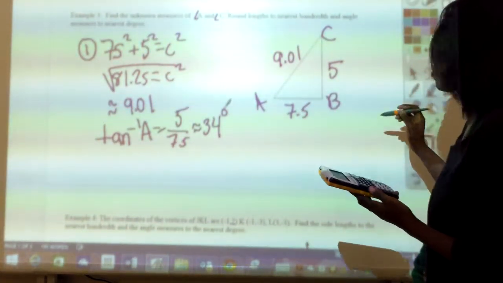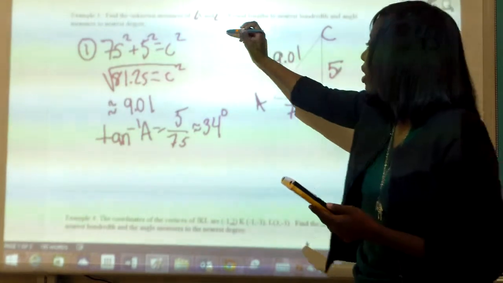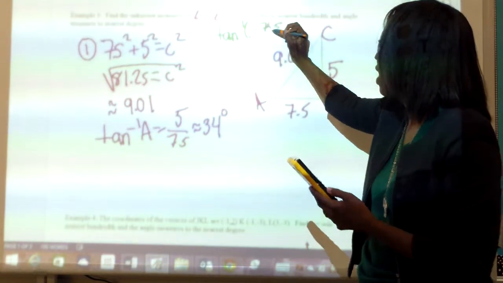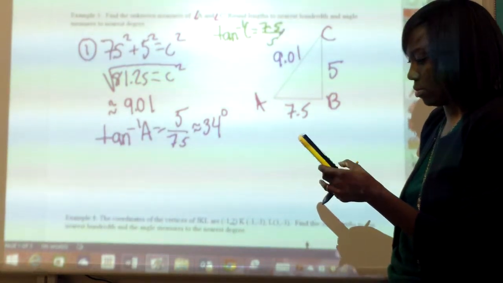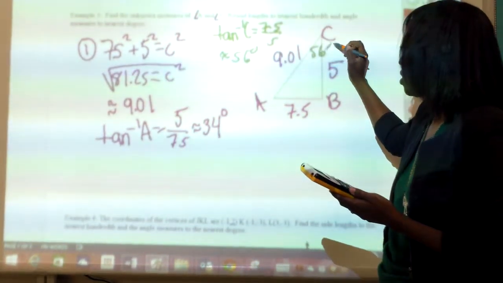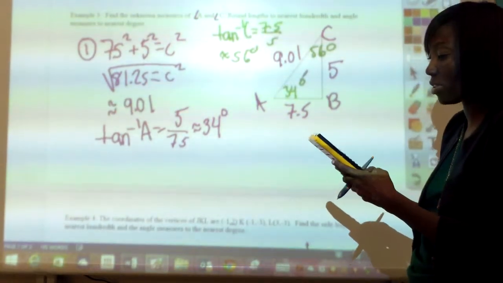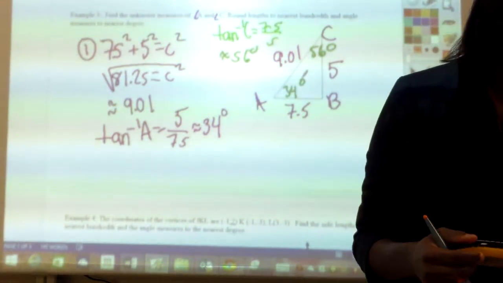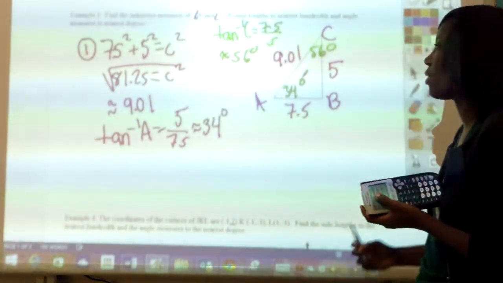We also have to find angle C. I'll use a different color so you can see where I write it. For C, we can use opposite over adjacent again, so I'm going to do tan inverse of C equals 7.5 divided by 5. And that one is approximately 56 degrees. So we have 56 for this one, 34 for that one. If you do triangle sum to double check if it's correct, it does give us 180 degrees as the answer. Any questions? This is method 1 of using the Pythagorean theorem.